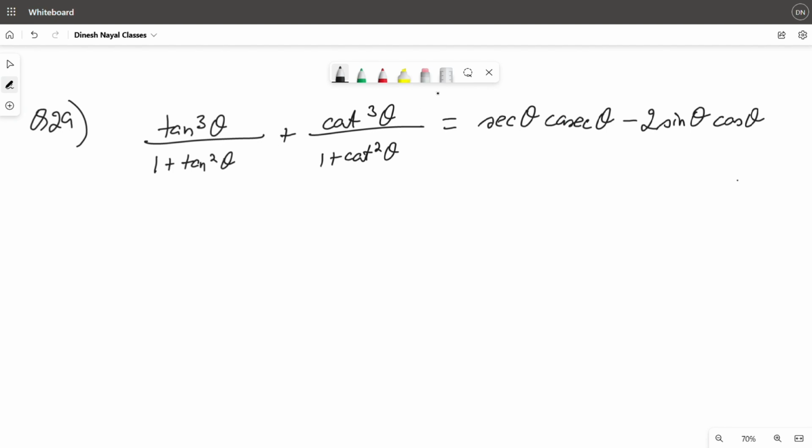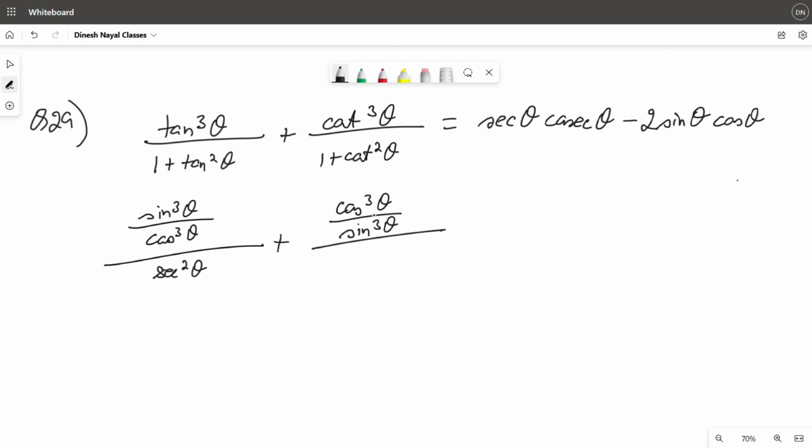This is tan cube theta. We know tan is sine by cos, so we are writing sine cube theta upon cos cube theta, since it is tan cube, upon 1 plus tan square theta, which is secant square theta, plus, now cot is cos by sine, so cos cube theta by sine cube theta, since this is cot cube theta, upon 1 plus cot square theta, which is cosec square theta.